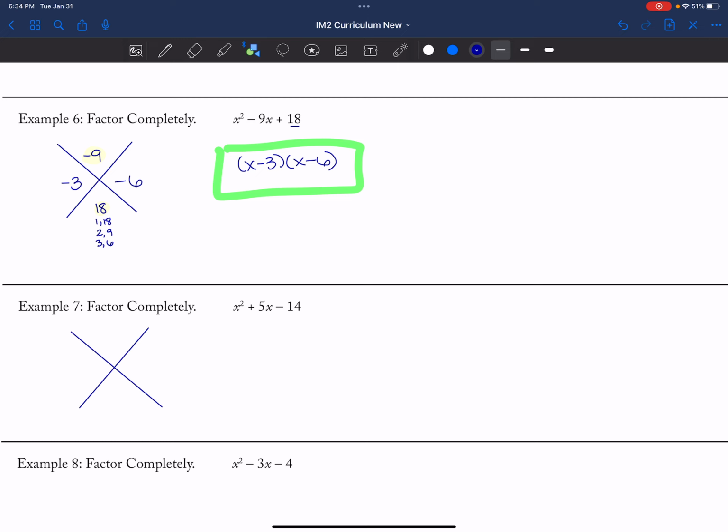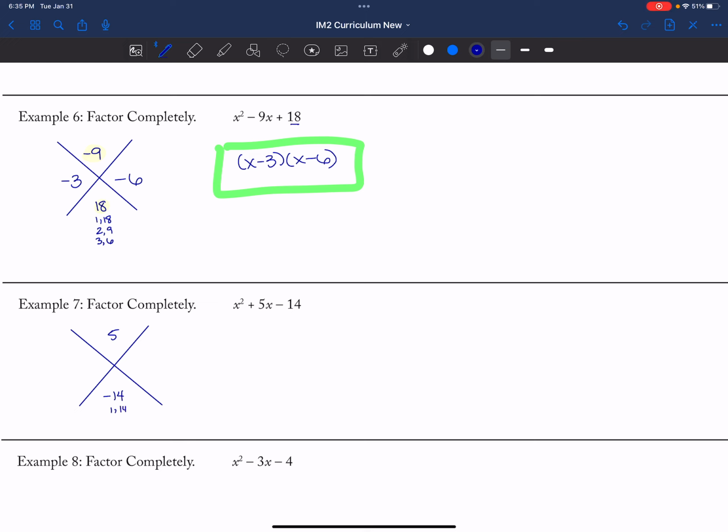All right, so back to our factoring here. So when I look at this, again, I'm going to put my C term at the bottom. So that is my negative 14. And I put my B term on the top. So I need to find factors of 14. 1 and 14, 2 and 7. And what I want to do is I want two numbers again that multiply to give me negative 14, but add to give me 5. Okay, so that is a minus 2 and a plus 7. And then I write my factors, x minus 2 and x plus 7. And that is my answer.